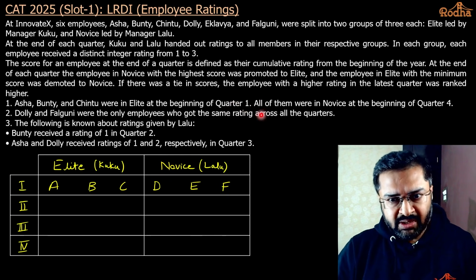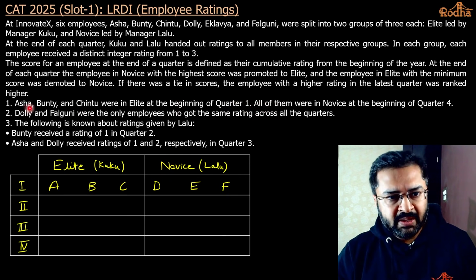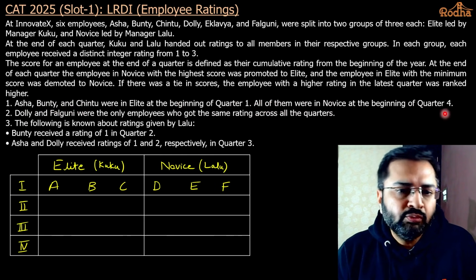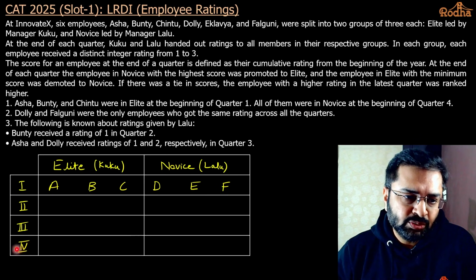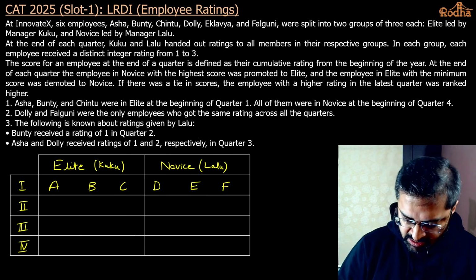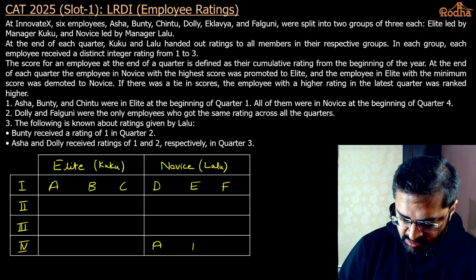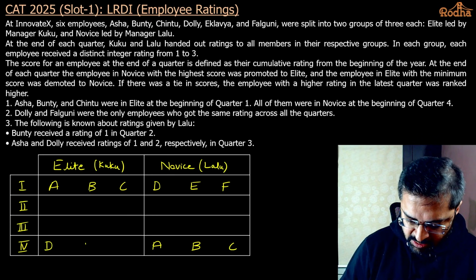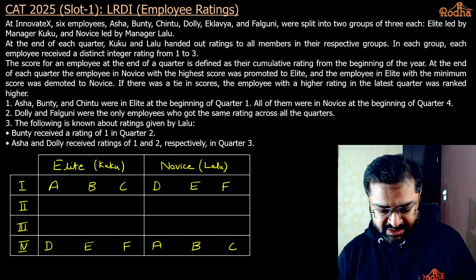Now this statement, if you look at this, all of them means ABC only, Asha, Bunty and Chintu. They were in novice at the beginning of quarter 4. So here this quarter 4 would have ABC, and this would be D, E, F. Fine. So it is like that.